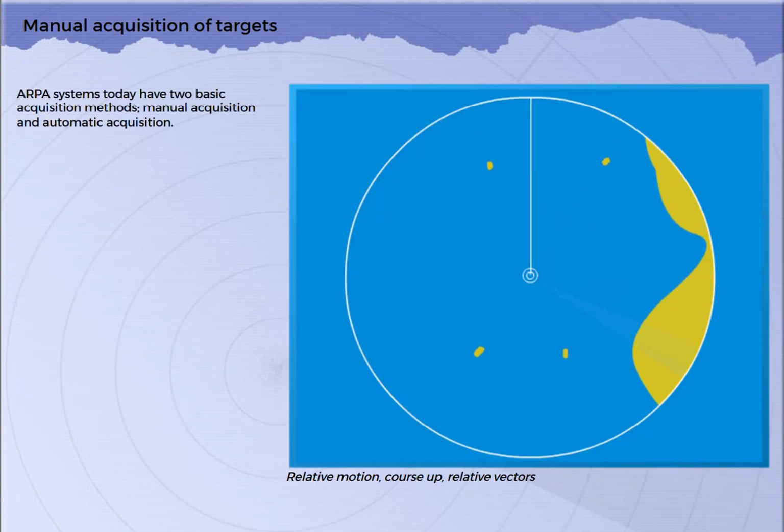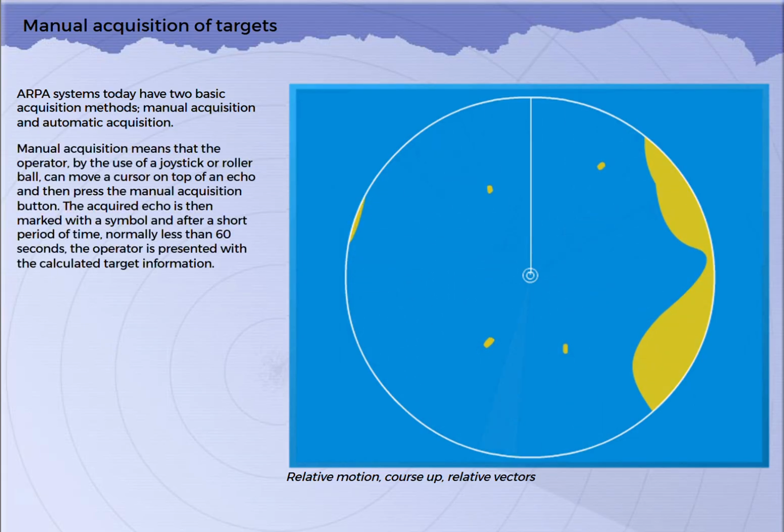ARPA systems today have two basic acquisition methods: manual acquisition and automatic acquisition. Manual acquisition means that the operator, by the use of a joystick or roller ball, can move a cursor on top of an echo and then press the manual acquisition button. The acquired echo is then marked with a symbol, and after a short period of time, normally less than 60 seconds, the operator is presented with the calculated target information.